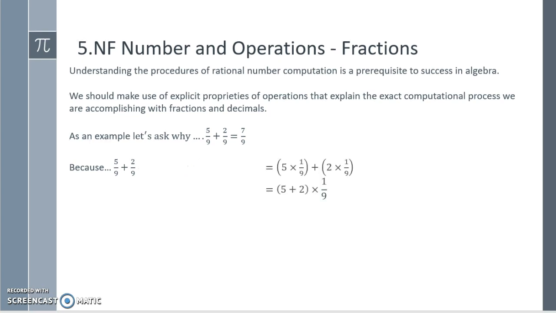Then we can grab the 5 and the 2 and multiply it by 1/9 since that is the common factor. Add our whole number pieces.